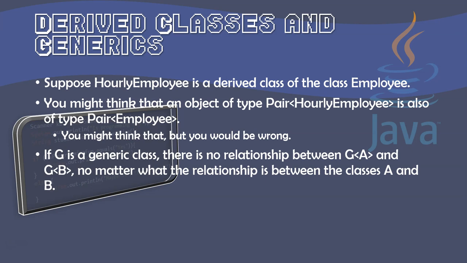That's because if we just have G as a generic class, there's no relationship between G of A and G of B, no matter what the relationship between classes A and B is. So even though hourly employee is derived from employee, when we look at those through pair's lens, pair says, I don't care if they were related before. What I care about is my relationship, because pair of hourly employee is a different type than pair of employee. There is no established relationship between them. And so that's just one thing you have to be aware of.